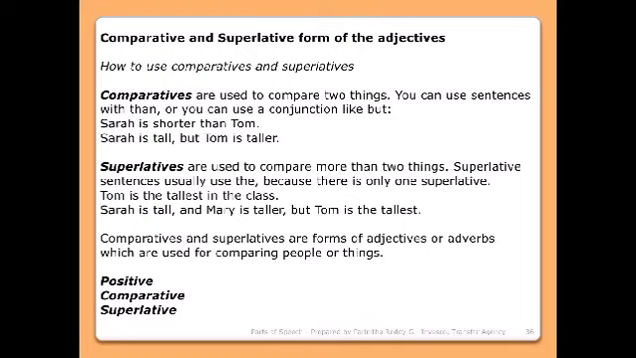Superlative, above all, is used to compare more than two things. Superlative sentences usually use the. There is only one superlative. Tom is the tallest in the class. Sarah is tall and Mary is taller, but Tom is the tallest in the class. So that is why there are three degrees: the positive, comparative, and superlative.